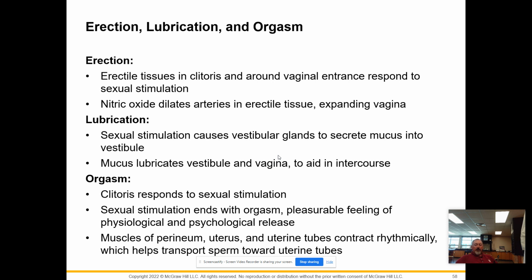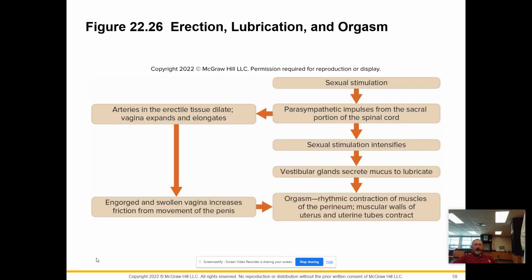Muscles of the perineum, uterus, and uterine tubes contract rhythmically, which helps transport sperm towards the uterine tubes. So let me point this out. Orgasms help fertilization. Without an orgasm, the odds are reduced because these muscular contractions help transport the sperm to the egg cell. It's doing everything it possibly can to increase the likelihood of fertilization.